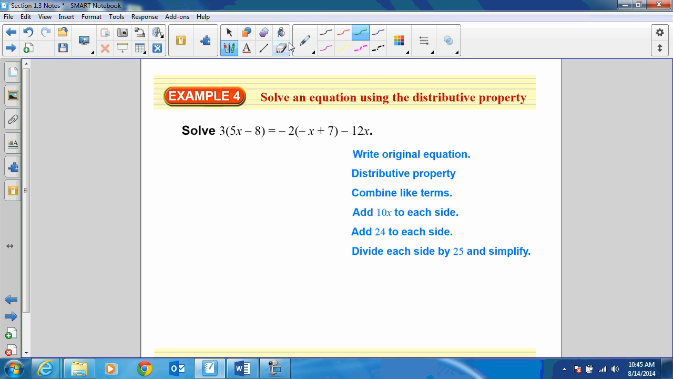This one says use the distributive property to solve. So what we're going to do first is distribute. When you distribute, you multiply. So you get 15x minus 24 equals negative 2 times negative x is a positive 2x. Negative 2 times 7 is negative 14, minus 12x. I know that's a bad 12x. Let's try and fix that a little bit.